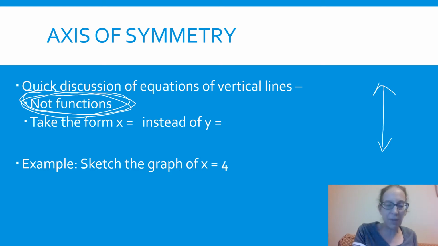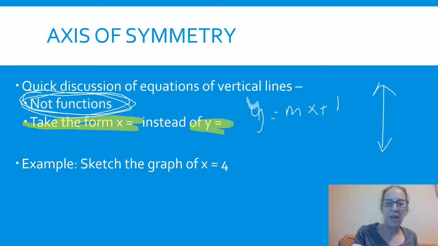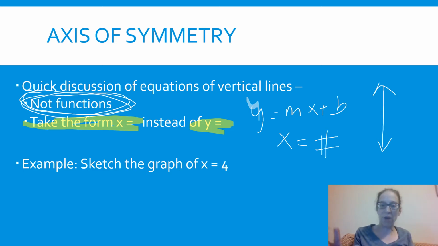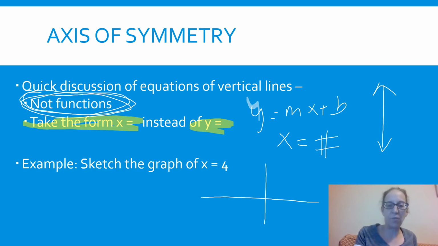Now, what's interesting about them is that they take the form x equals instead of y equals. So most of our lines would be of the form y equals mx plus b. And that would be like your typical lines that are functions. A vertical line actually takes the form x equals, and then it would have some number for whatever the x is equal to. And what that means is it doesn't matter what y is equal to, x is always going to be that number. So for example, it says sketch the graph of x equals 4.